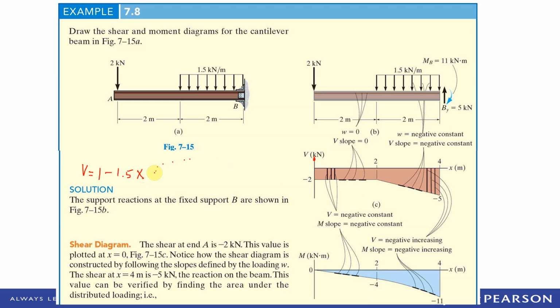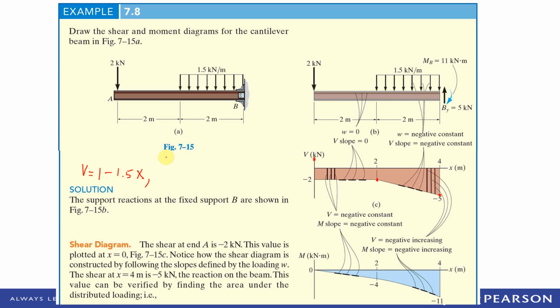Double check that. At 2, we get negative 2. When x equals 2, we get this point. When x equals 4, that's 1 minus 6 or negative 5. So this is the equation for the shear force.